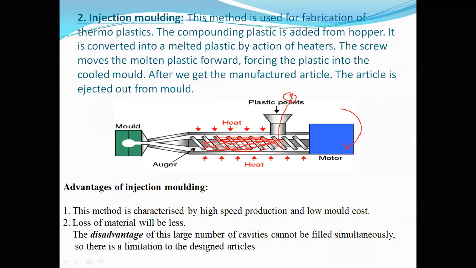and this liquid plastic is slowly injected along with the nozzle into the mold. And this mold contains different shapes, and finally we get different types of articles. This process is what we call the injection molding method.